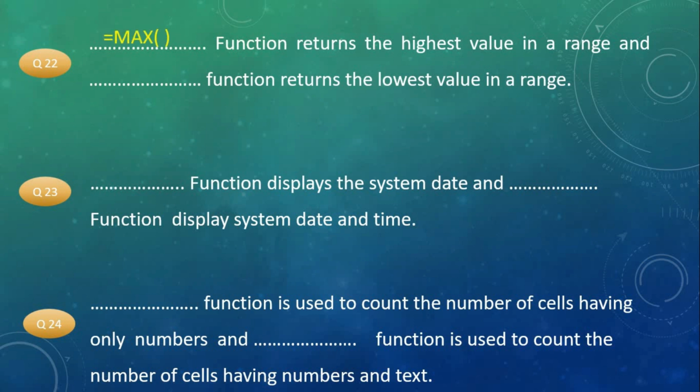The answer for these questions: max function returns the highest value in a range, and min function returns the lowest value in a range. Today function displays the system date, and now function displays system date and time. Count function is used to count the number of cells having only numbers, and counta function is used to count the number of cells having numbers and text.